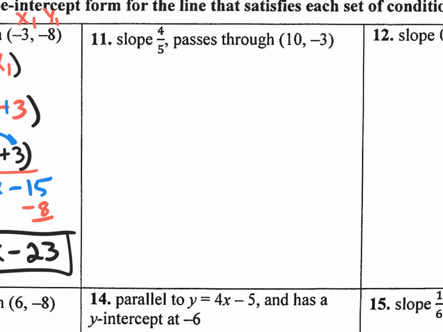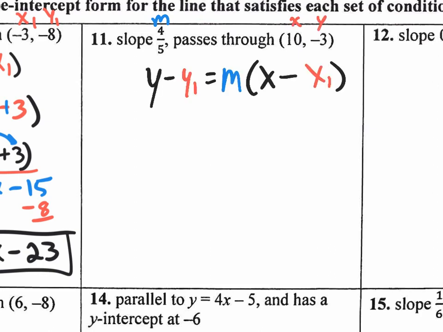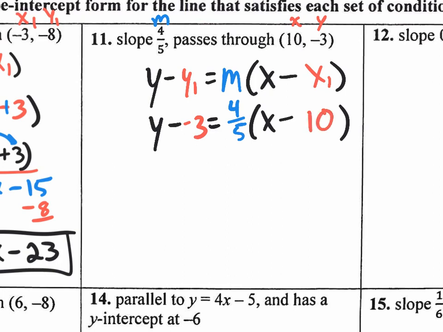What do they give us? A slope and a point. So once again, we're going to use point slope form. And once again, let's rewrite what's in black and leave the rest blank. And now it's safe to plug in those values. The slope is 4/5. The y1 value is negative 3. The x1 value is 10.